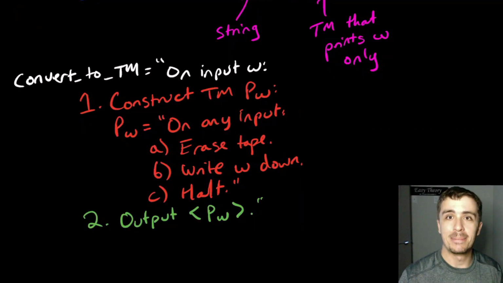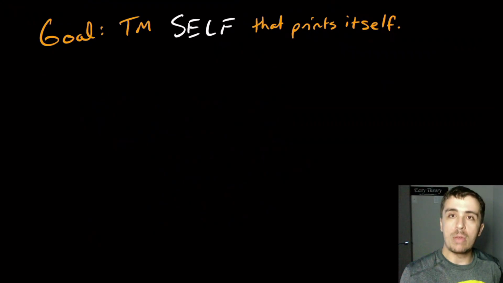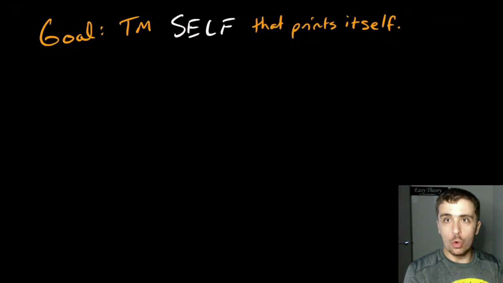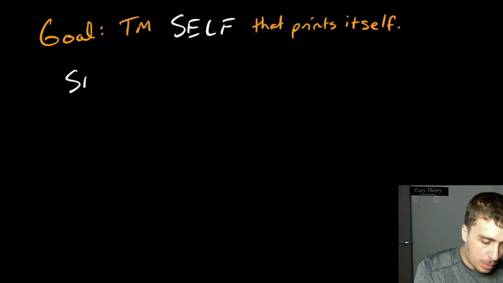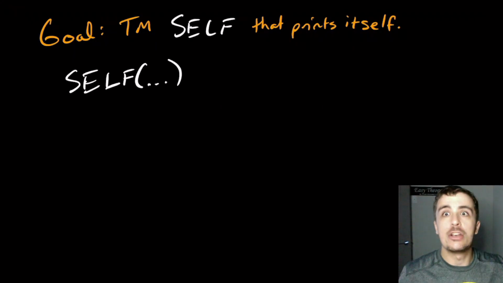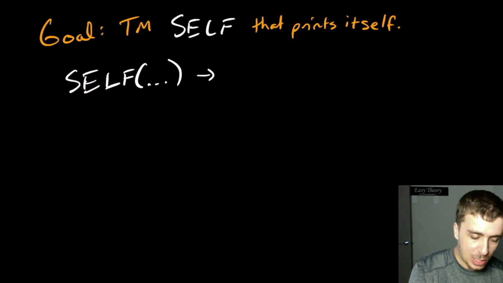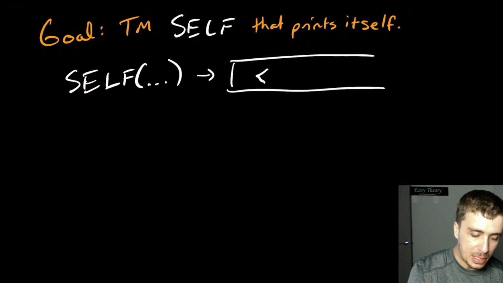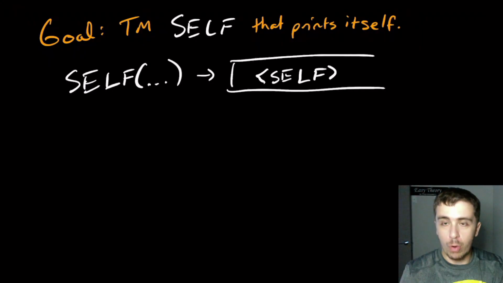Well, let's see. Okay, so the goal that we want to establish at this moment is I want to build a Turing machine called SELF, and its only goal is to print its own description. So I'm going to state this more formally. SELF, on any input whatsoever, is going to ignore its input, and then what's going to be left on the tape is the encoding of SELF. No matter what the input is, just write down itself. It's reproducing itself in some sense.